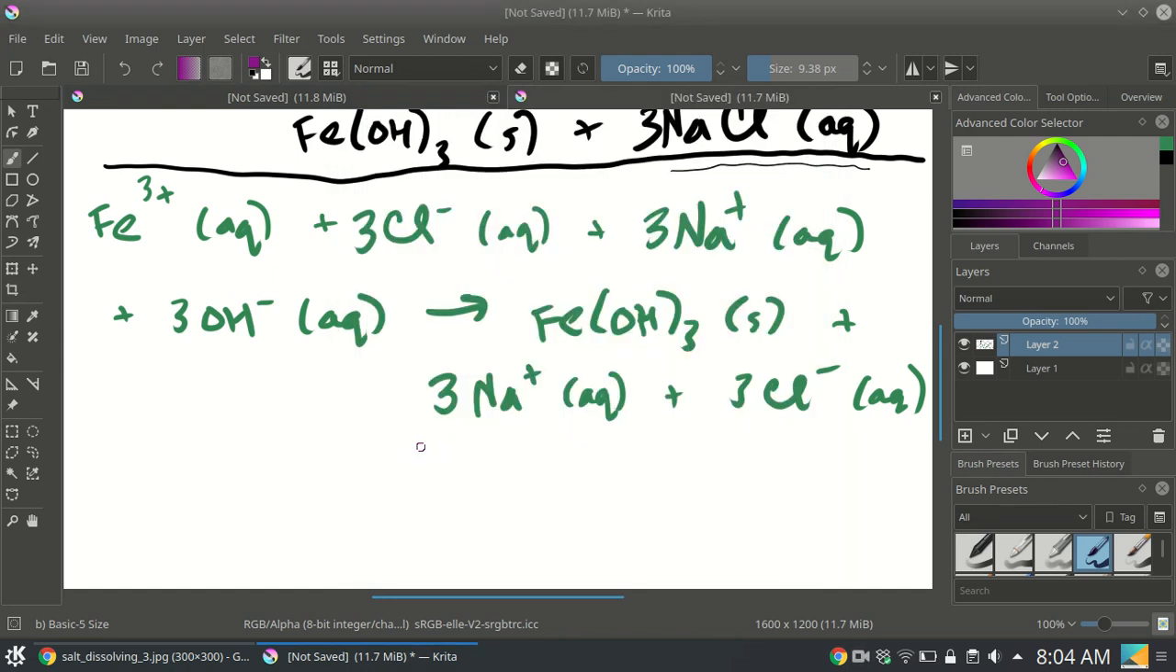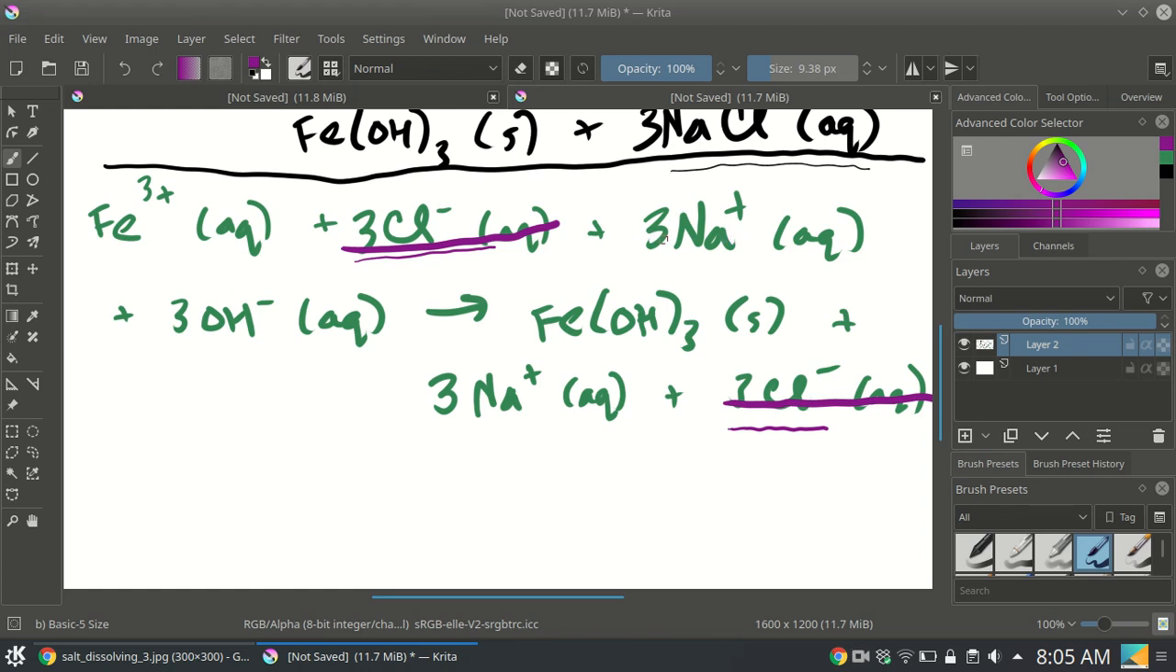You see this iron in the reactants? Does that appear in the products? No. Fe3+ doesn't appear in the products. Fe appears as Fe(OH)3, which is not the same as Fe3+. What about this chloride? Do 3 chloride ions appear in the products? Yes, here they are. 3 chloride ions in the products and 3 chloride ions in the reactants. So what happened to the chloride ions? Nothing happened to the chloride ions. Let me just cross these out because nothing happened.